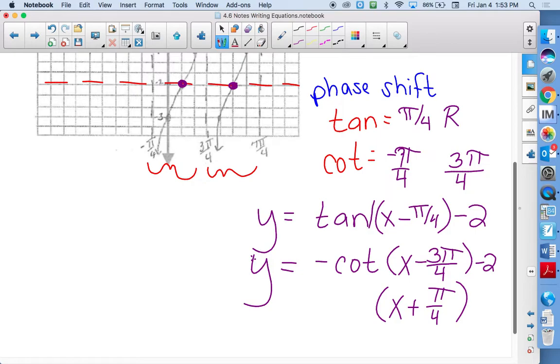I think writing equations for tangent and cotangent, I feel like they're a little easier than sine and cosine as long as you know what piece you're looking at. So you're either looking at the point that's crossing the sinusoidal axis or you're finding an asymptote, which is pretty easy to find. So on the back, we're going to see if we can write an equation for secant and cosecant.